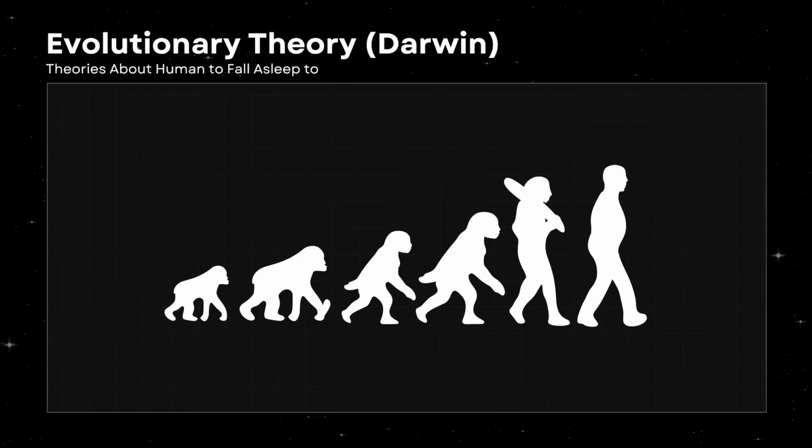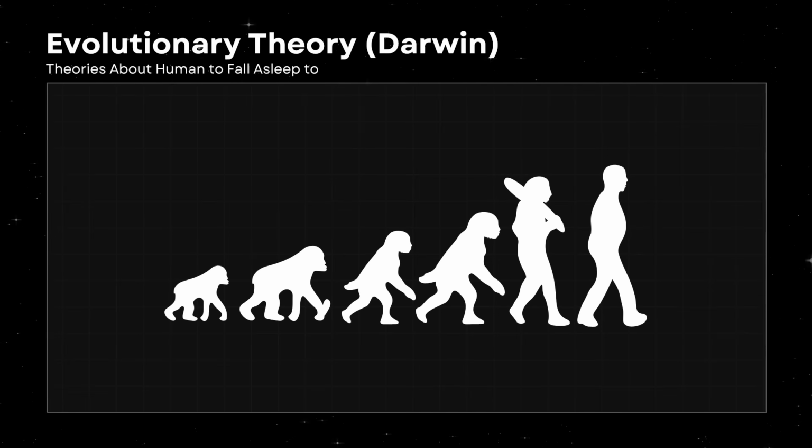Traits that help in one setting might not help in another. For example, a thick coat of fur helps in the Arctic, but not in a hot desert. Evolution does not plan ahead. It works with what is already there, making small changes that improve survival and reproduction.